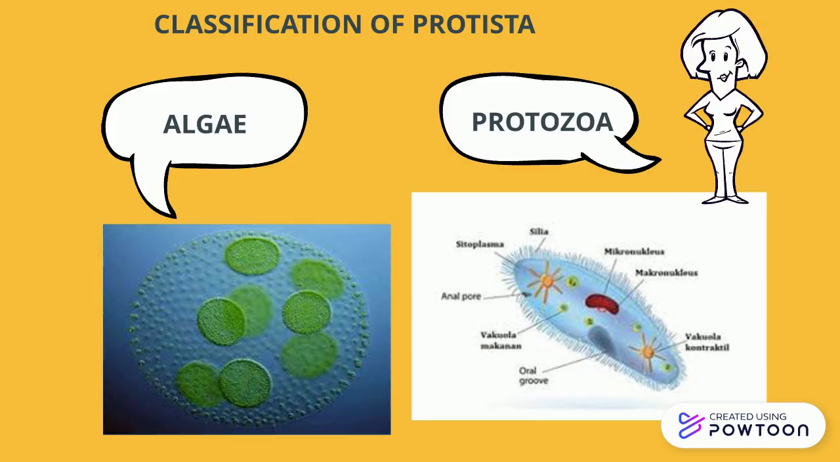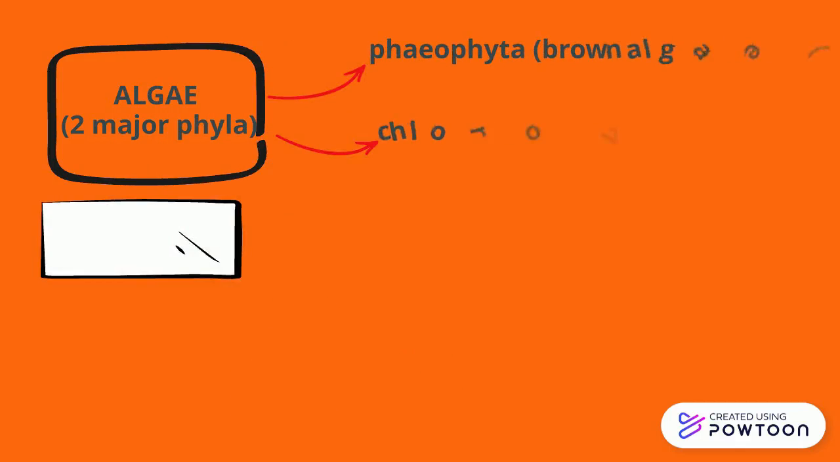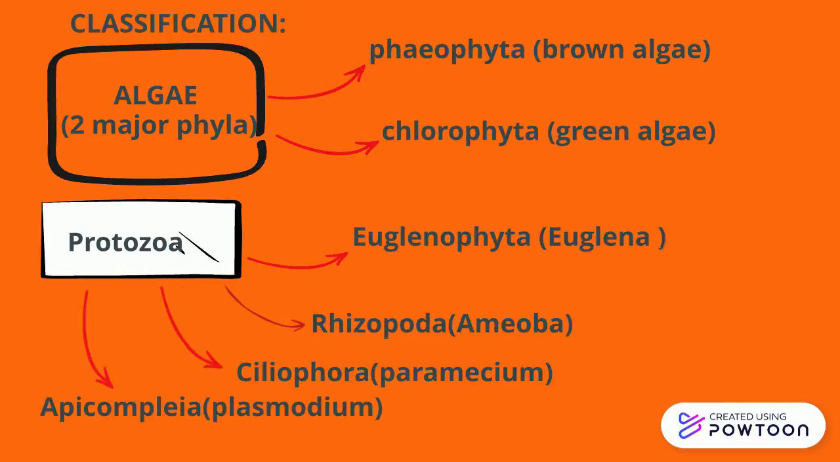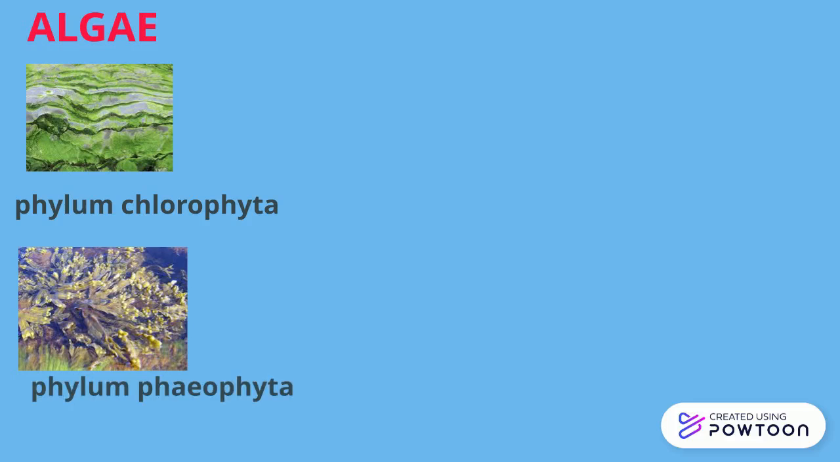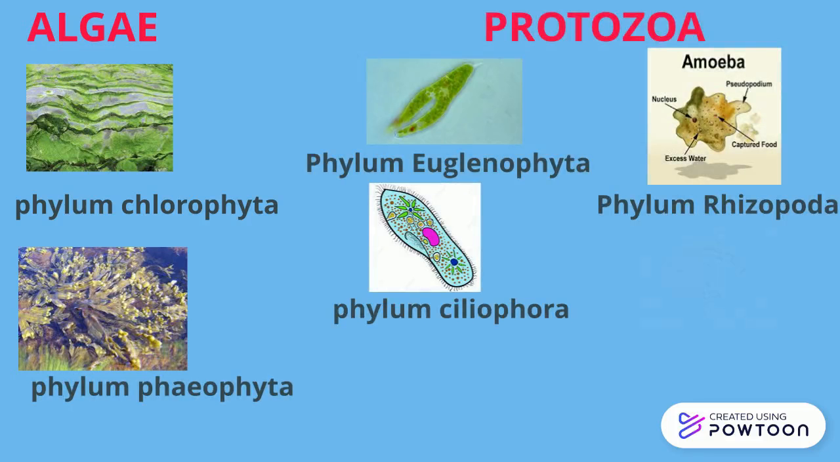Here we see that there are two types of classification of protista, such as algae and protozoa. According to this slide, we can see that algae can be classified based on color, while the protozoa can be classified based on locomotion. Here we see that there are examples for phylum algae and phylum protozoa.